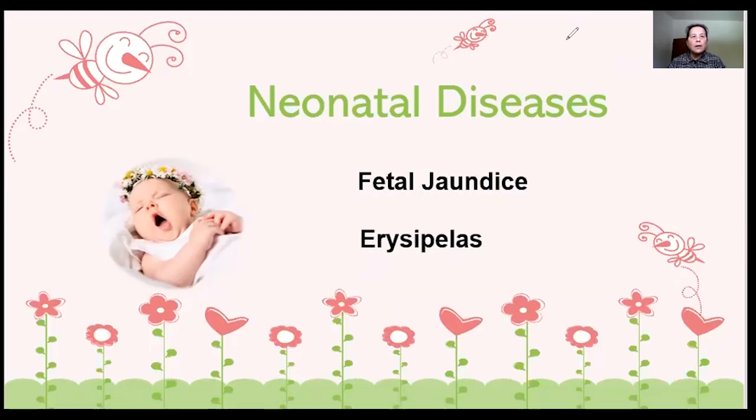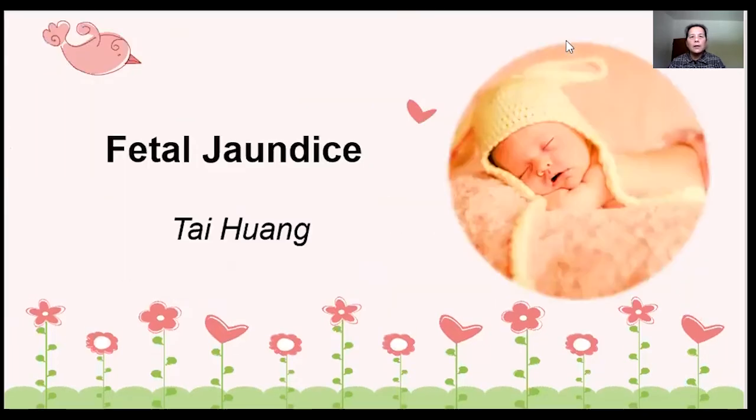So here, let's go to the first illness. We're talking about fetal jaundice. So the type is the fetal. Huang is yellow. Jaundice, we know the yellow color could be on the skin and on the eyes. So that's for this condition.